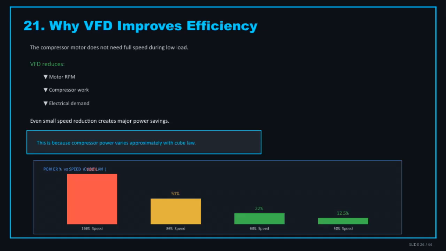Let's talk about why variable frequency drives, or VFDs, improve efficiency so dramatically. The key is the cube law. Compressor power changes roughly with the cube of its speed. That means even a small drop in speed leads to a big drop in power use. When the compressor motor runs slower during low demand, it uses far less energy. So, by reducing electrical demand, compressor work, and motor RPM, VFDs save a lot of power without sacrificing performance.